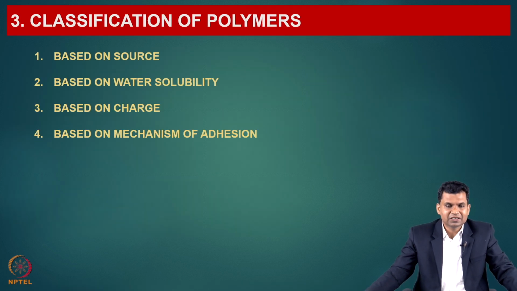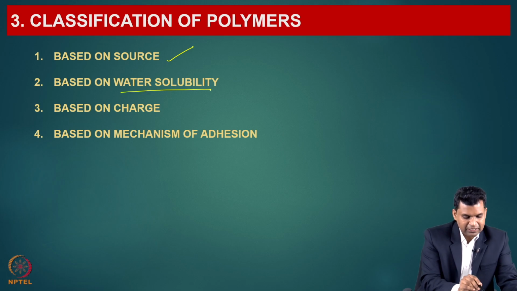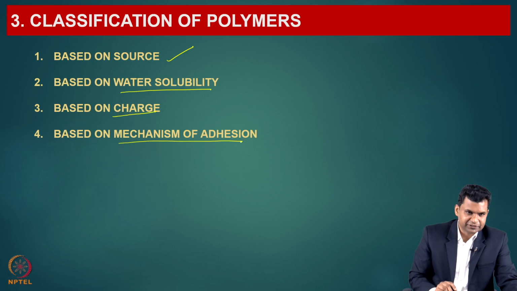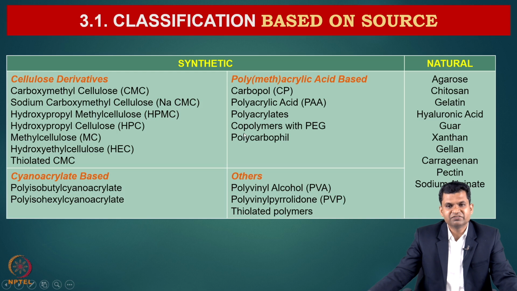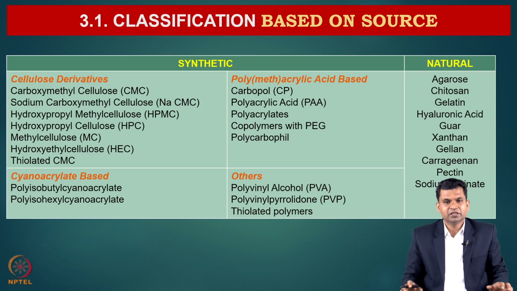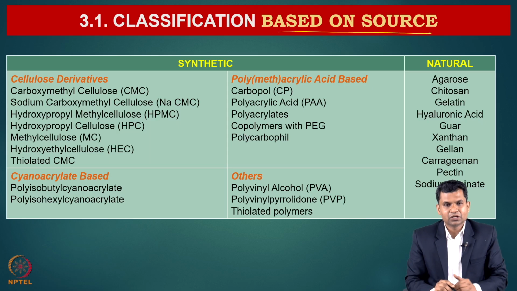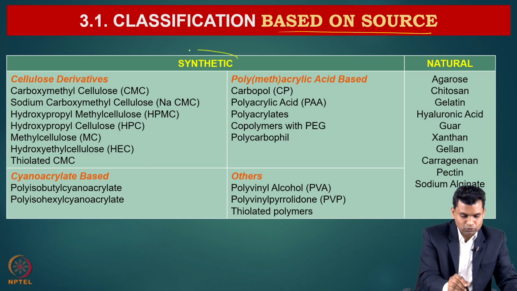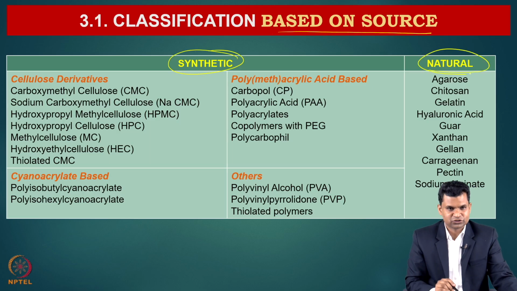So, we can also classify these bioadhesive polymers based on their sources, based on their solubility, based on the charge, and based on the mechanism of adhesion. First we will see the classification of the bioadhesive polymers based on the sources. Now, these can be classified into two categories. One is synthetic, the second one is natural.